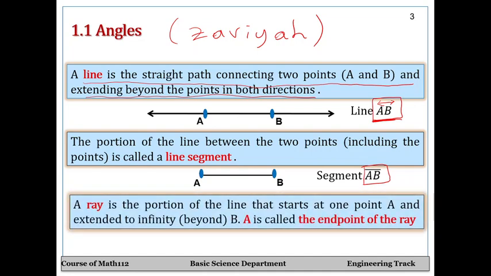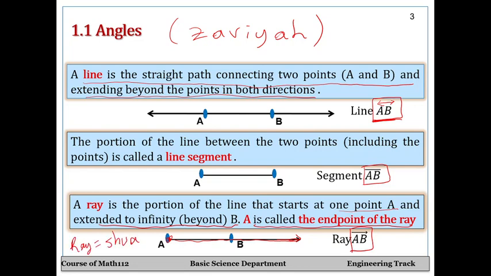There's a line over AB. A ray is the portion of the line that starts at one point A and extends to infinity beyond B. And A is called the endpoint of the ray. So a ray is this one here. It starts from A and it passes through B, and it moves forward after B. So here we use this notation. And ray in Arabic, I think it's shu'a, something like this.